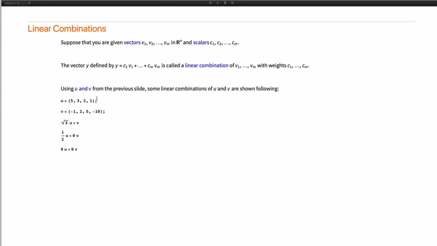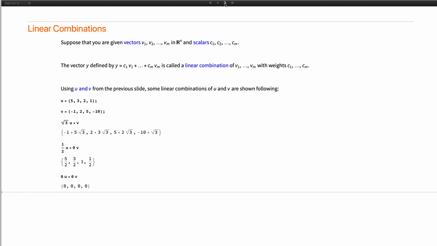So for example, here are the same vectors u and v from the earlier slide, and you can, let's say, do square root of 3 times u plus v, which just says multiply each entry of u by square root of 3, then add it to v, and you get back the result over here. Or you could do 1/2 times u and 0 times v, that just gives you back 1/2 of u. Or you could do 0 times each vector, which of course gives you just 0 as a result. Okay, so that's about fixed vectors and fixed scalars.